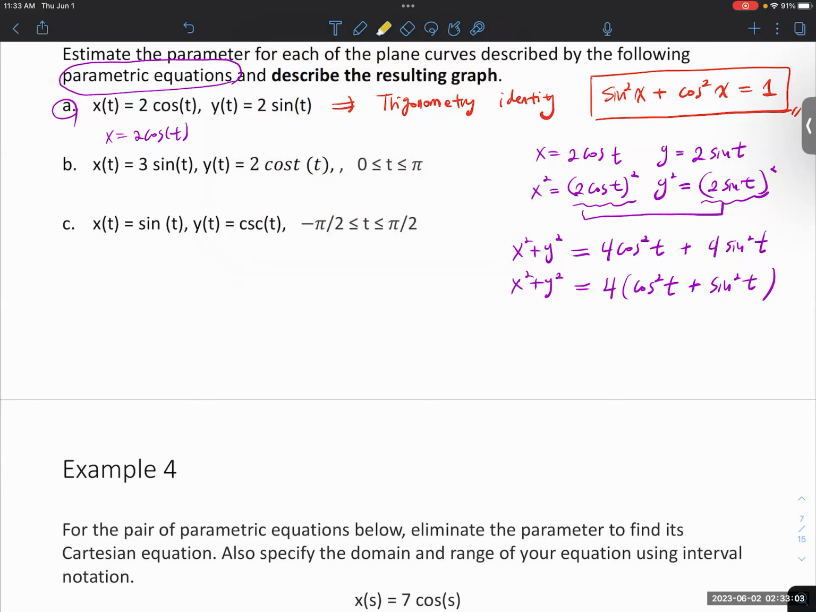This one, cosine squared t plus sine squared t, what is it? That is going to be 1. So x squared plus y squared is just 4 times 1, which is 4. So that's your answer, because a parametric equation only contains x and y variables. There's no more t, right?